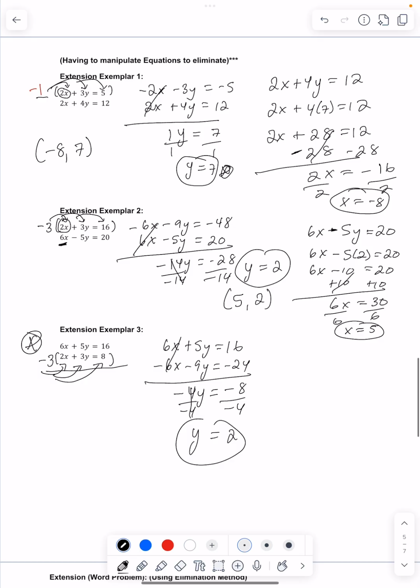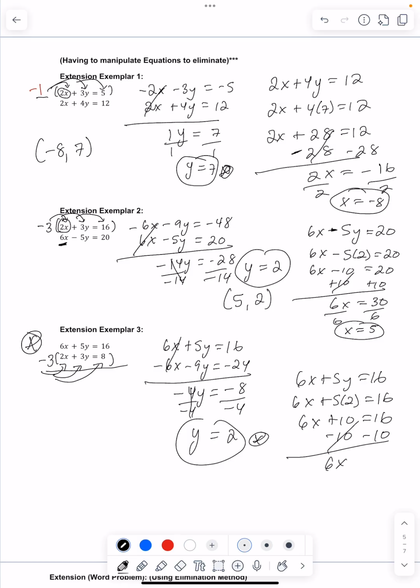Substitute into the other equation of 6x plus 5y is equal to 16. So 6x plus 5 times 2, because we know y now, is equal to 16. We get 6x plus 10 is equal to 16. Subtract 10 from both sides. We get 6x is equal to 6. Divide by 6. We get x is equal to 1, right? So the point of intersection is at 1, comma 2 for this one.